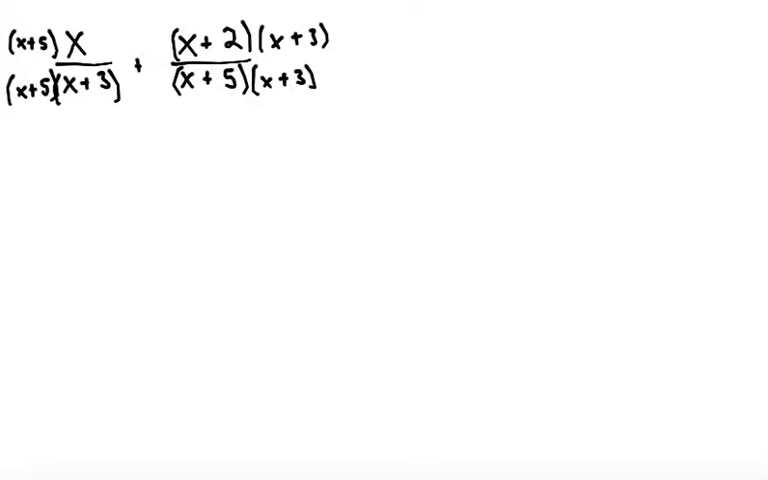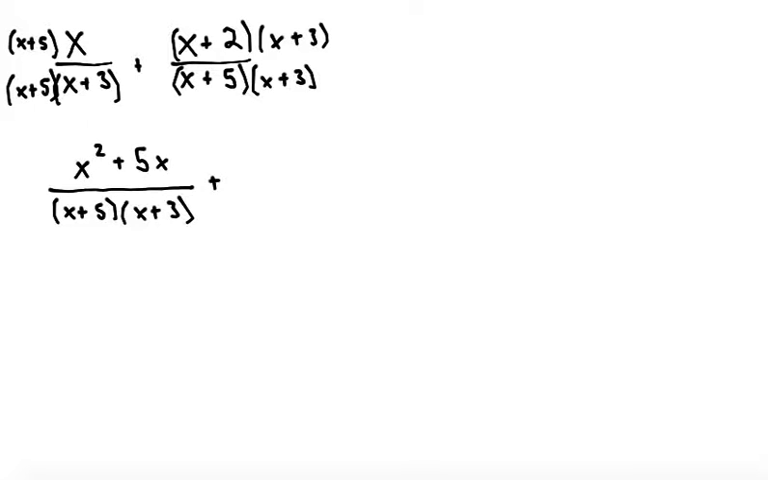factored form. So if we multiply x times x plus 5, we get x times x is x squared, plus x times 5 is 5x. So that's the numerator of the first fraction. The denominator is x plus 5 times x plus 3. We'll just leave that in a factored form.